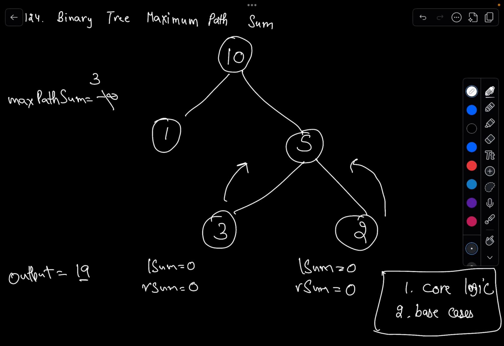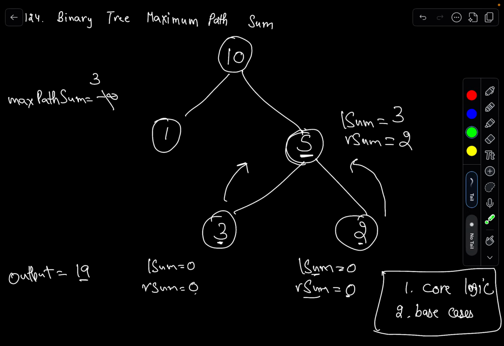Okay. So let me just write down the same values for this node here. When I'm at this node here, 5, the left sum would be 3, because from this node it will return me either 3 plus 0 or 3 plus right sum, which is also 0. So it will return the max of these two values, which will be 3. Similarly, the right sum for this particular node would be 2 plus left sum or 2 plus right sum, whichever is maximum. So it will return me 2.